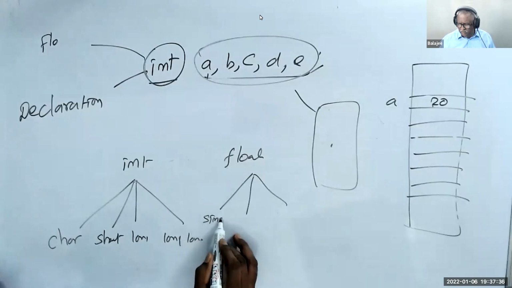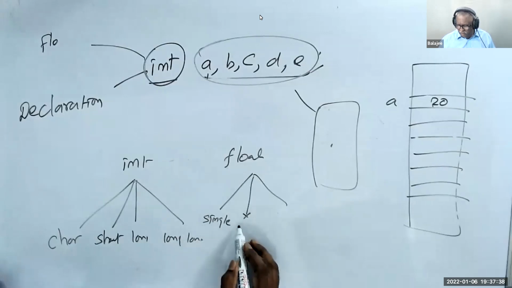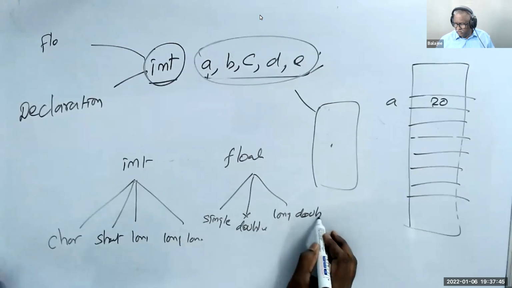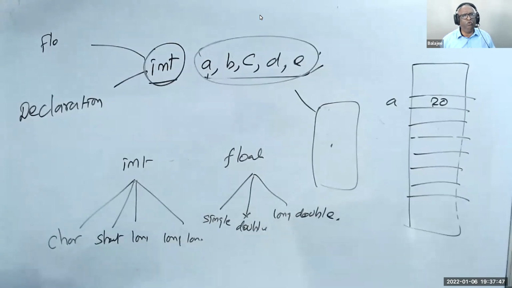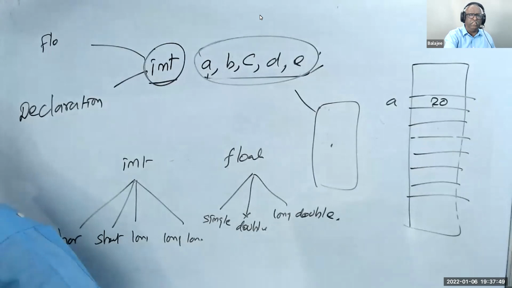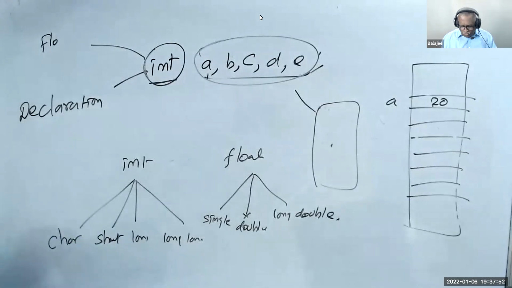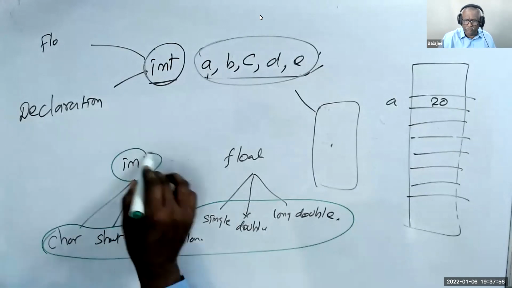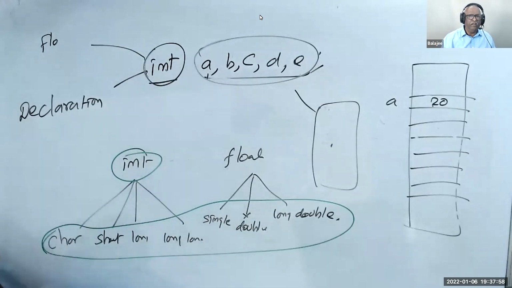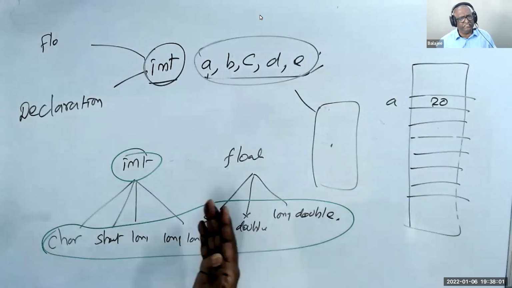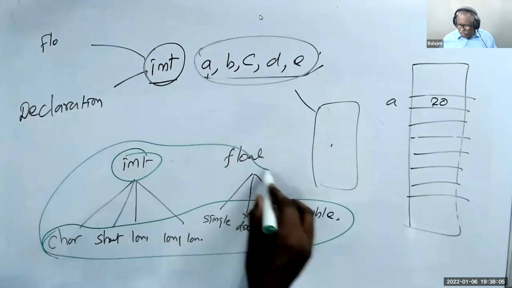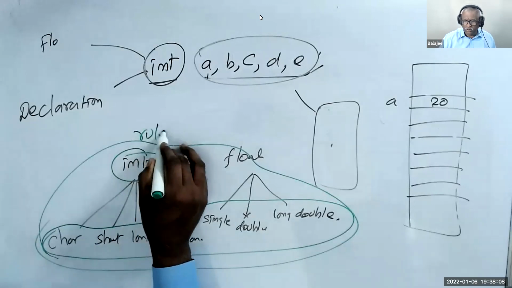In float, there are 3 types: single, double, long double. We are not going to bother about this. Out of 7, we're going to just use int. That's it. That is for programming. But when the C language session comes, I will discuss this, because this is all about rules and grammar.